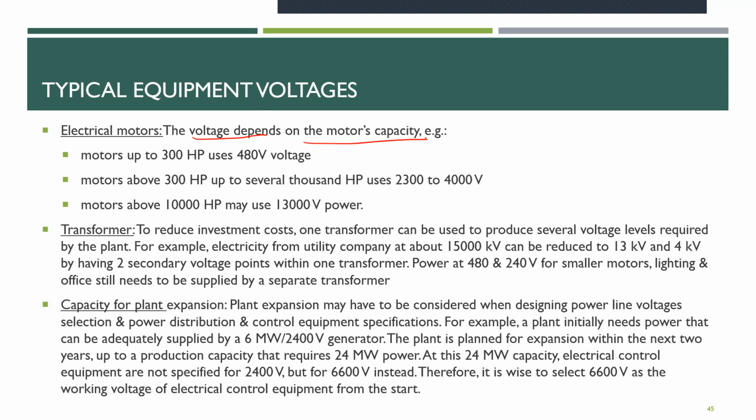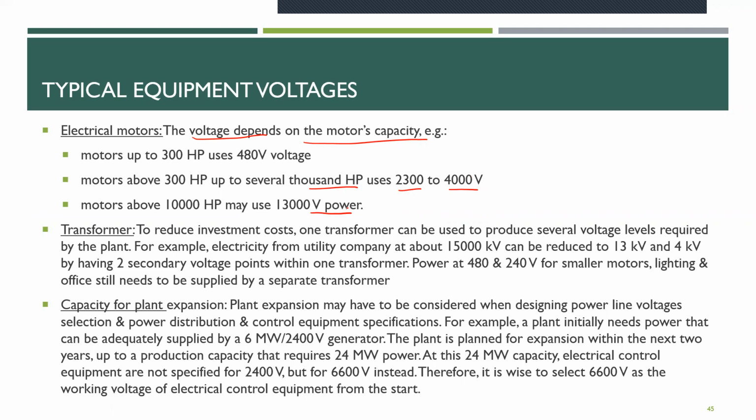Motors above 300 horsepower, up to several thousands of HP, will use 2300 until 4000 volts. And motors above 10,000 HP will use 13 kilovolts of power. Okay, we also have another type of equipment of the voltage. We call it a transformer.